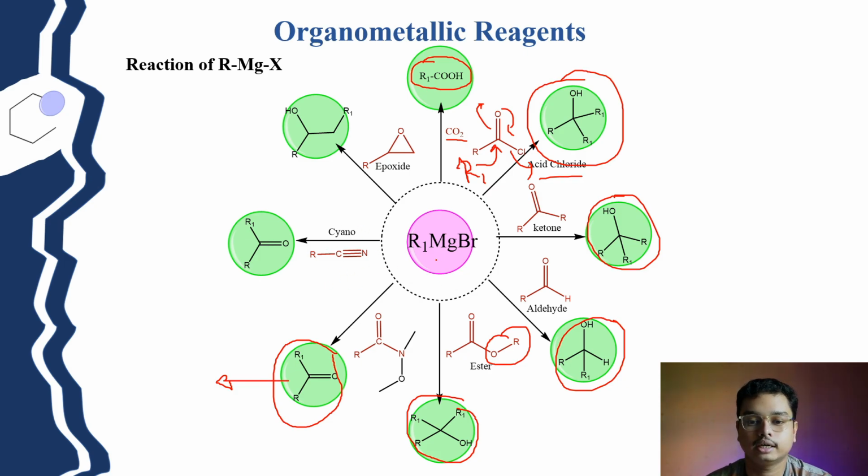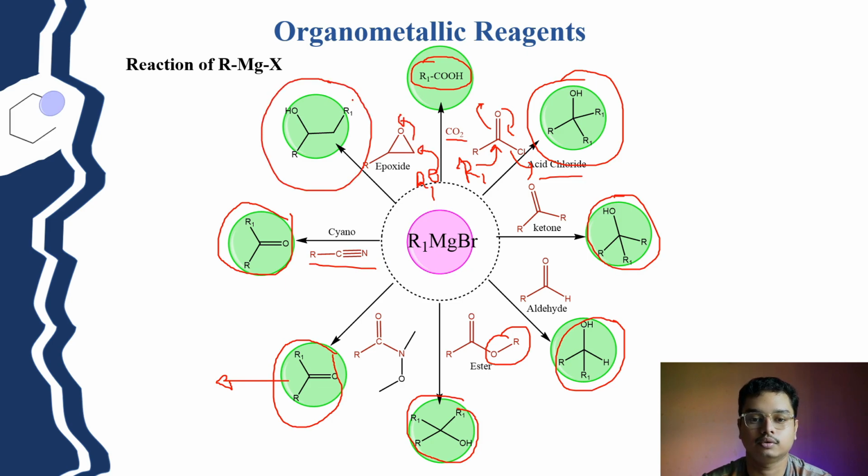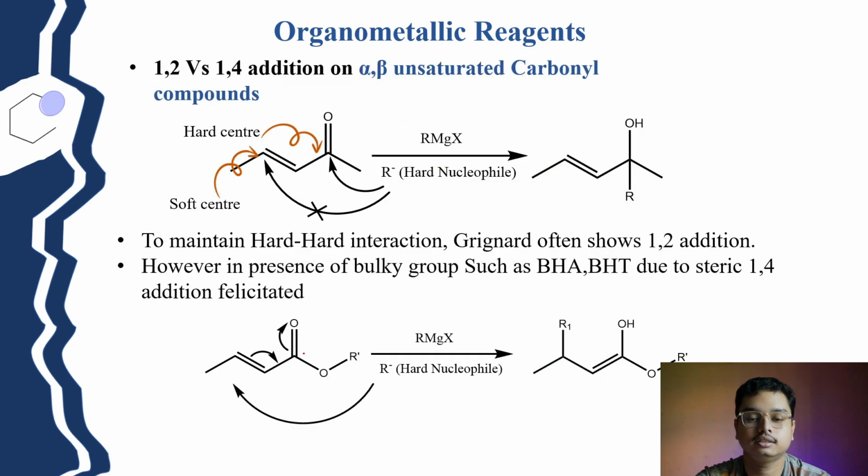Similarly, Grignard also reacts with the cyano group to generate the corresponding ketones. For epoxide, the Grignard attacks from the less hindered side, so attack from here, and after epoxide ring opening we get this type of compound. So this is the overall reactivity of the Grignard reagent.